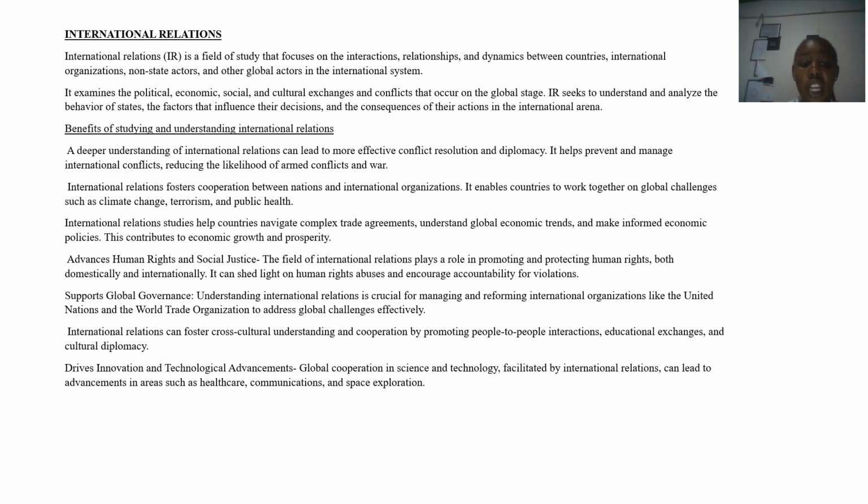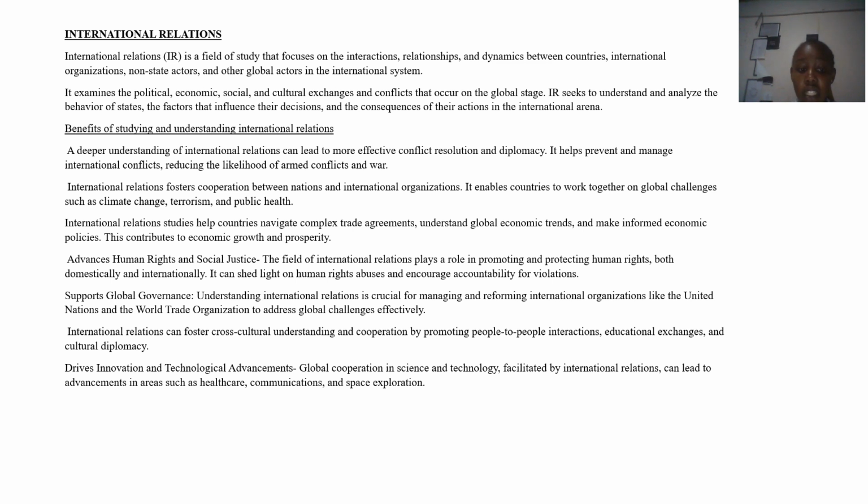Then international relations helps countries navigate complex trade agreements, understand global economic trends, and make informed economic policies. Then it also plays a role in promoting and protecting human rights, whereby it allows each country or nation to follow their own constitution on human rights. Then it's crucial for managing and reforming international organizations like the UN, that's the United Nations, the Commonwealth Nations.